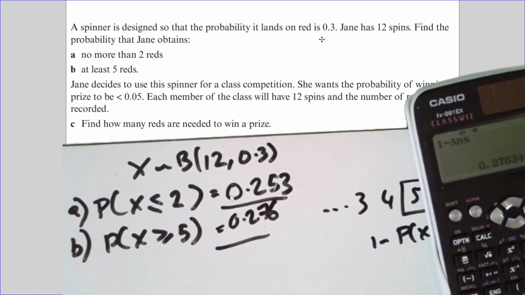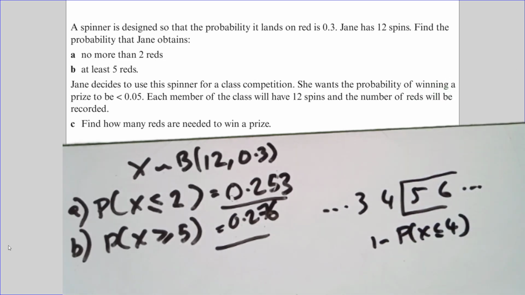Jane is going to decide to use this for a class competition, and she wants the probability of winning a prize to be less than 5%, less than 0.05. So she doesn't want many people to win this. Each member of the class has 12 spins. Find how many reds are needed to win a prize. So what we were after here is how many reds before the chance of winning becomes less than 5%.